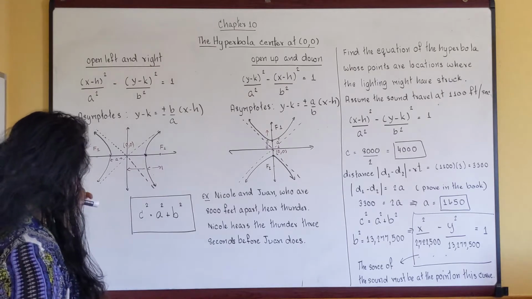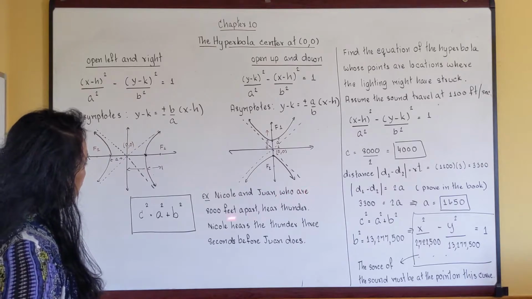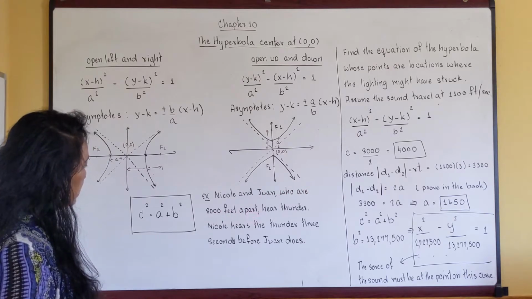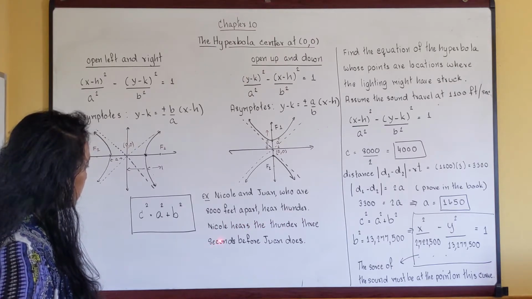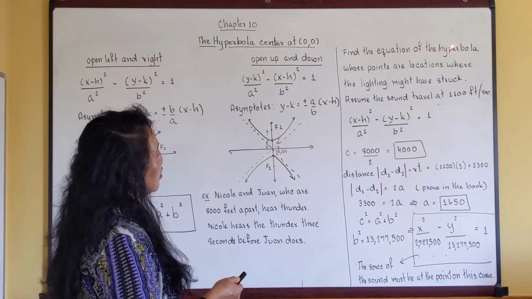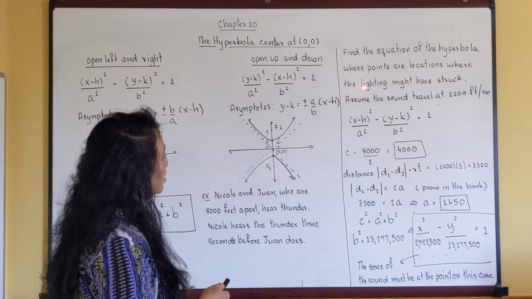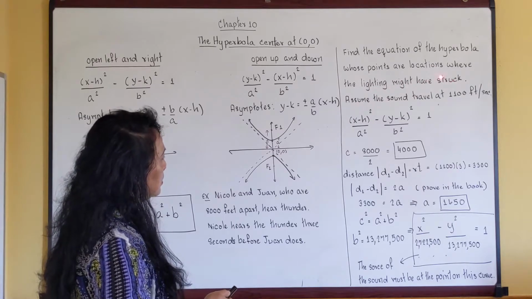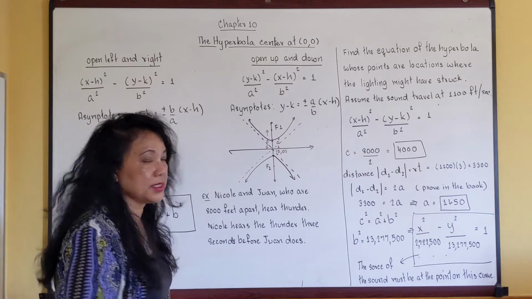Now, let's look at our example. Nicole and Juan, who are 8,000 feet apart, hear thunder. Nicole hears the thunder 3 seconds before Juan does. Find the equation of the hyperbola whose points are locations where the lightning might have struck. Assume the sound travels at 1100 feet per second.